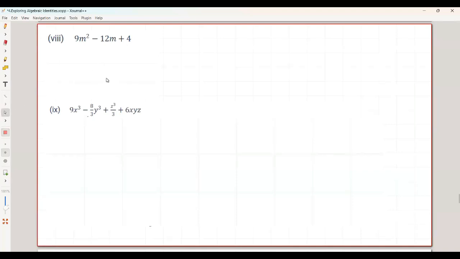Okay, so the answer will be (a minus b) the whole square. Now, using a square minus 2ab plus b square is equal to (a minus b) the whole square. Okay, so bring it into the format. 9m square can be written as (3m) the whole square minus, and first we will complete 4. 4 can be written as 2 square.